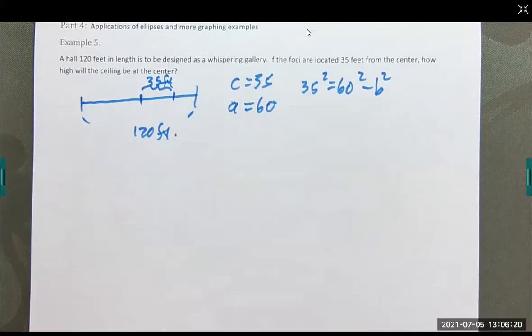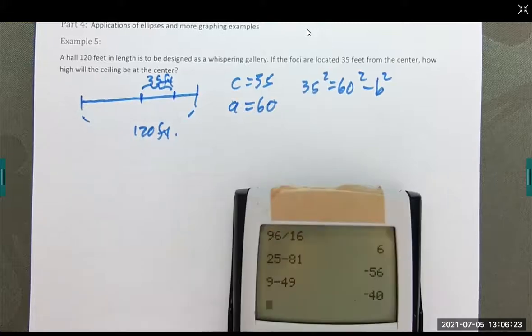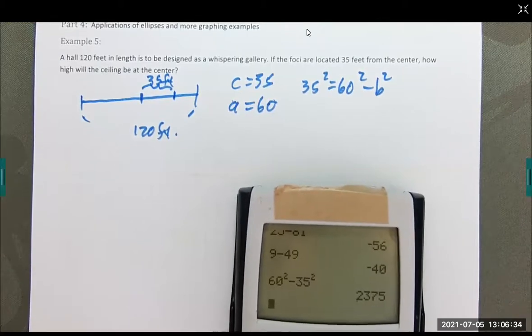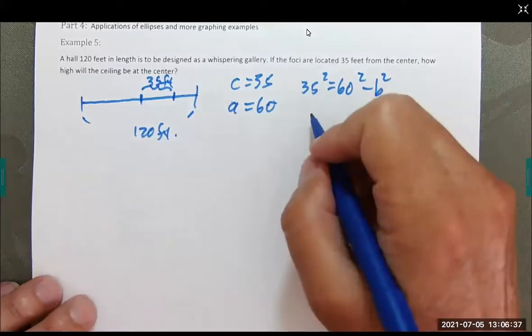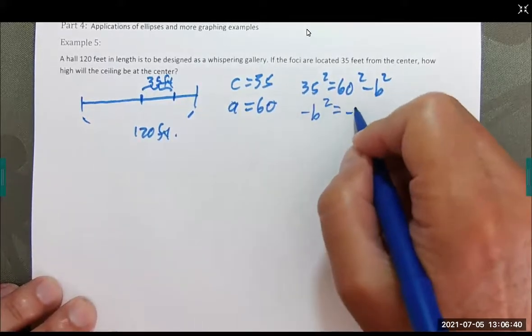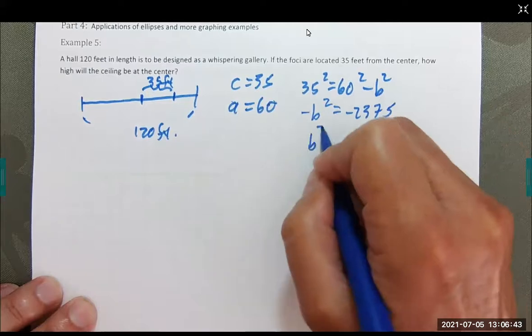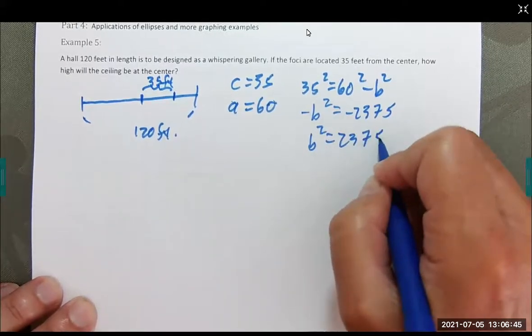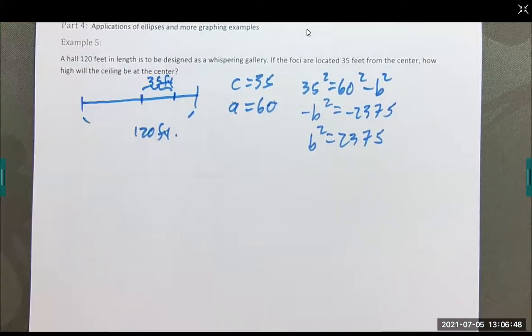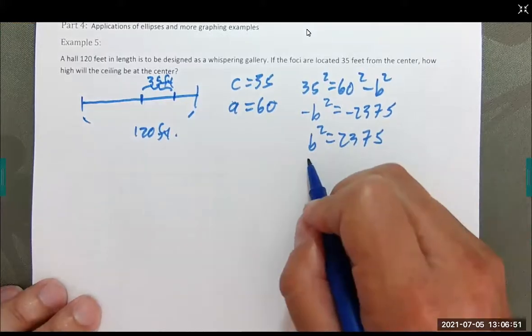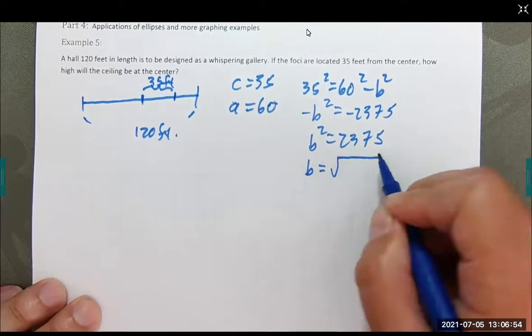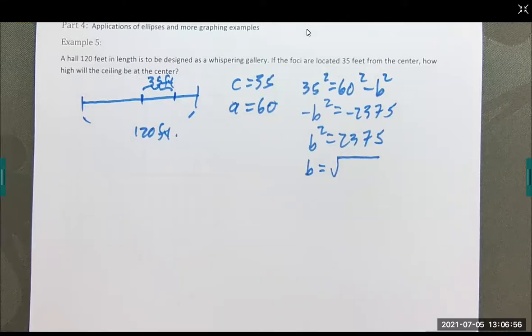So here we go. So 60 squared minus 35 squared is 2375. So actually it's negative B squared is negative 2375, which means B squared is 2375, which means B, or the height of the ceiling, is going to be the square root of that. Now, normally I would do plus or minus, but that's not necessary in this case because we know that the ceiling is going to be in the positive.